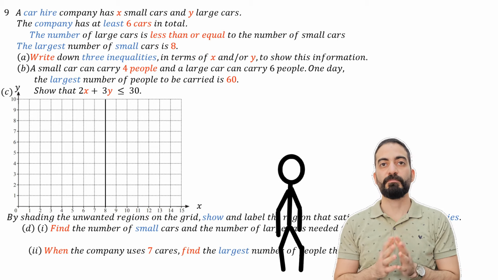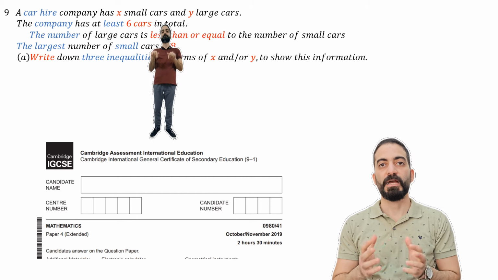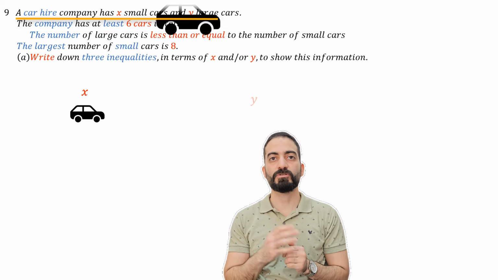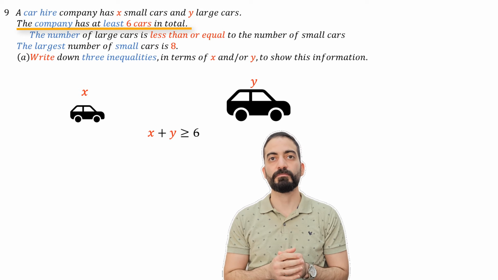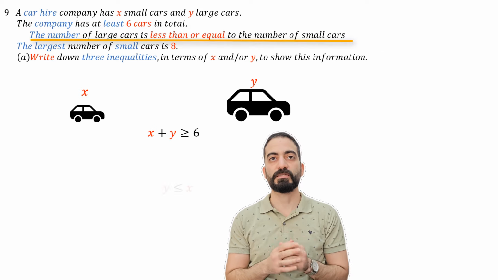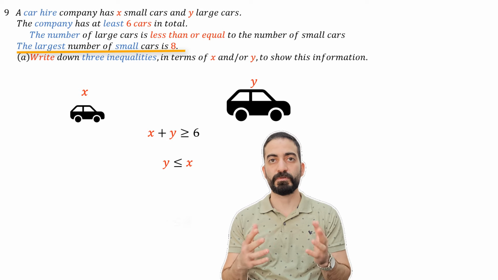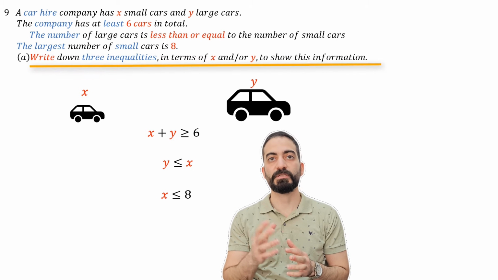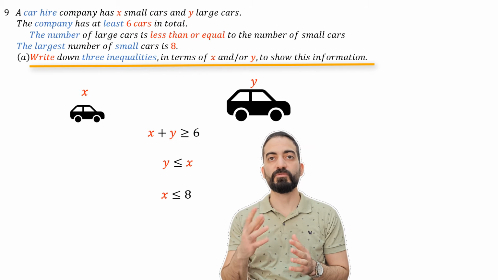Hello everyone, we will start by solving question 9 of the Cambridge IGCSE 2019 exam. A car hire company has x small cars and y large cars. The company has at least 6 cars in total. The number of large cars is less than or equal to the number of small cars. The largest number of small cars is 8. Write down 3 inequalities in terms of x and/or y to show this information.